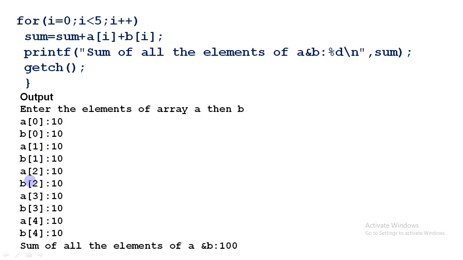This is the value, and this is how it is entered. For the sake of clarity, all the values are entered to be 10. You can note a 0, b 0, a 1, b 1, like this. Finally it ends up with b 4. The fifth element of b is in the fourth index, and the fifth element of a is also in the fourth index, and the total value is equal to 100.